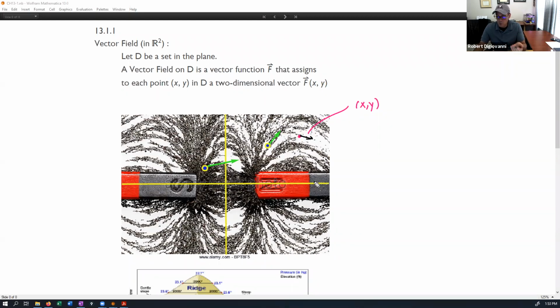If we pick another point somewhere else, like here, maybe there's a vector pointing somewhere and has some length there. So maybe it's like this.